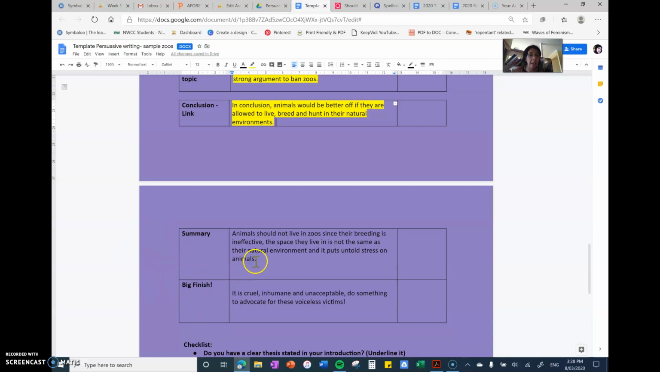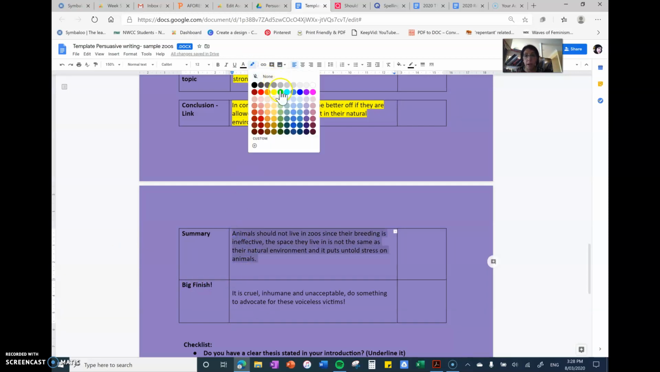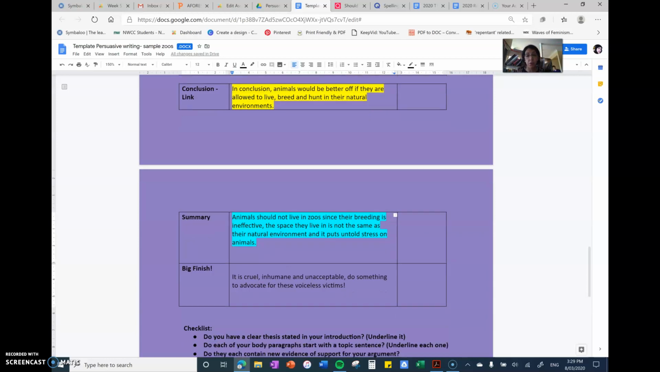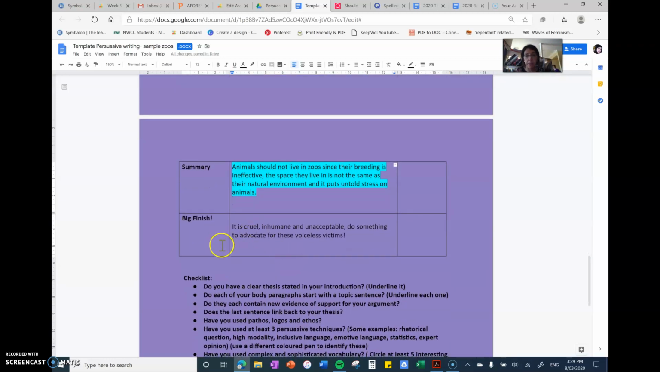I am restating my position here. What is a summary of this? I'm going to give a bit of a summary of all those arguments that I put forth before. Animals should not live in zoos since their breeding is ineffective, the space they live in is not the same as their natural environment, and it puts untold stress on animals.